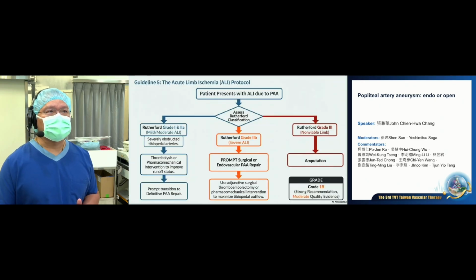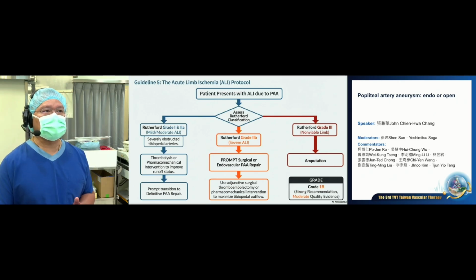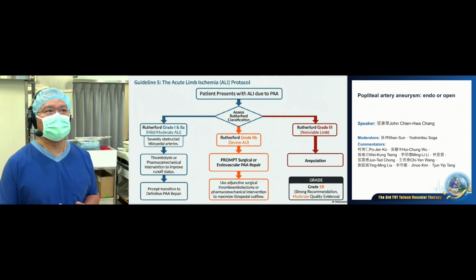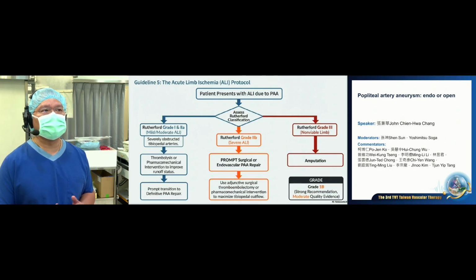If the patient has popliteal artery aneurysm with acute limb ischemia, what should we do? If the patient just has mild or moderate acute limb ischemia, Rutherford grade 1 or 2A, we can do thrombolysis or pharmacomechanical thrombectomy to improve the runoff, and then proceed to popliteal artery aneurysm repair, no matter open bypass or endovascular.